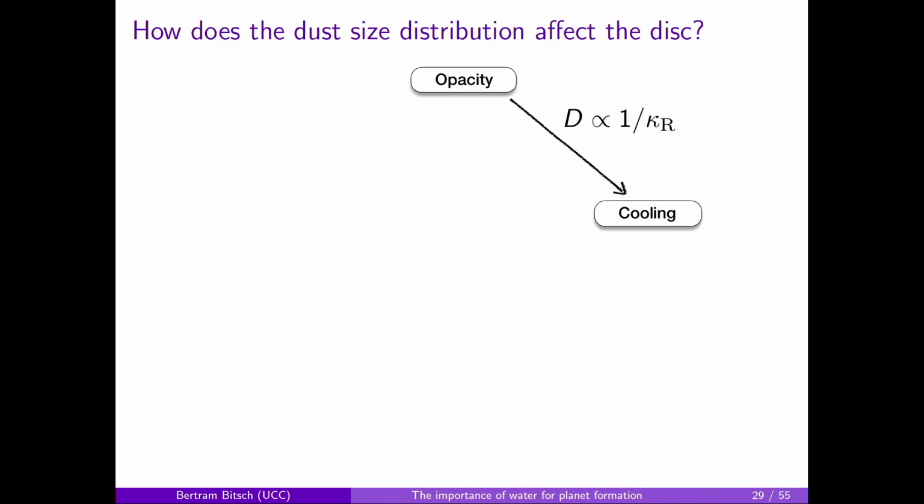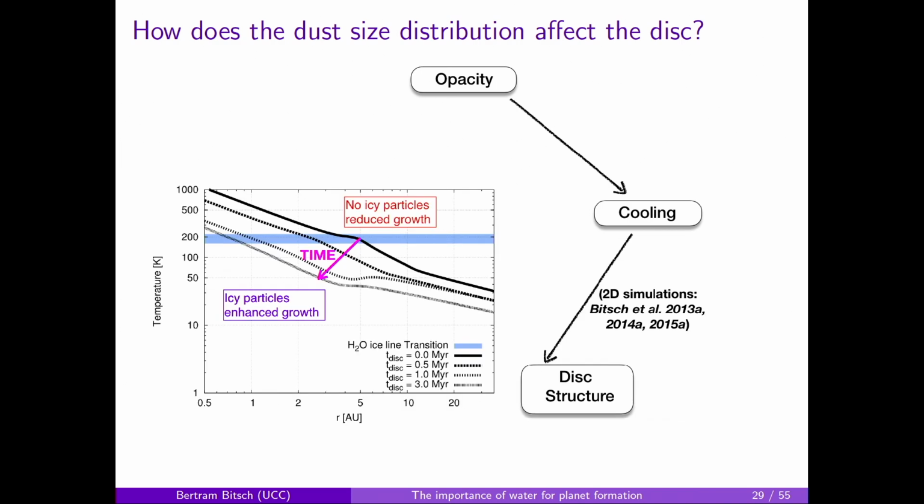So you can imagine a disk. We can just assume we have an opacity in the disk, and the opacity of the disk would determine the cooling rate. So the cooling is proportional to 1 over the opacity. Now, if you make an assumption about the opacity, we can take the cooling, and then we can calculate the disk structure. So this is what we did in the past.